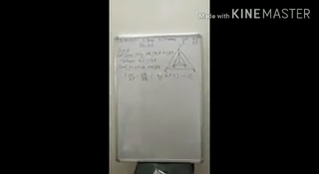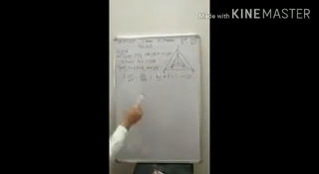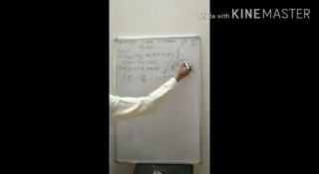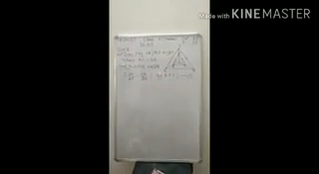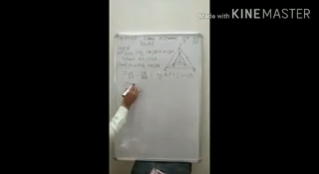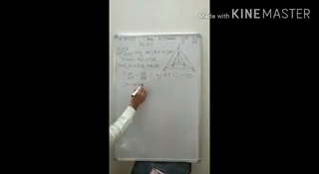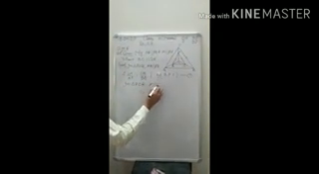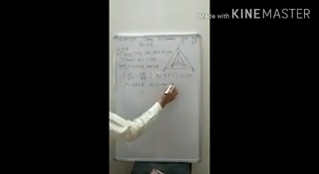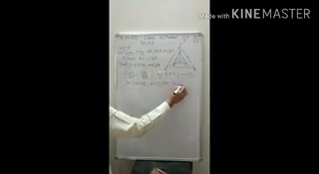Now similarly, we see the second triangle which contains AC and PR. AC is this side and PR is this side. Which triangle contains these two sides? It is triangle POR. In triangle POR we have AC parallel to PR. This is given.